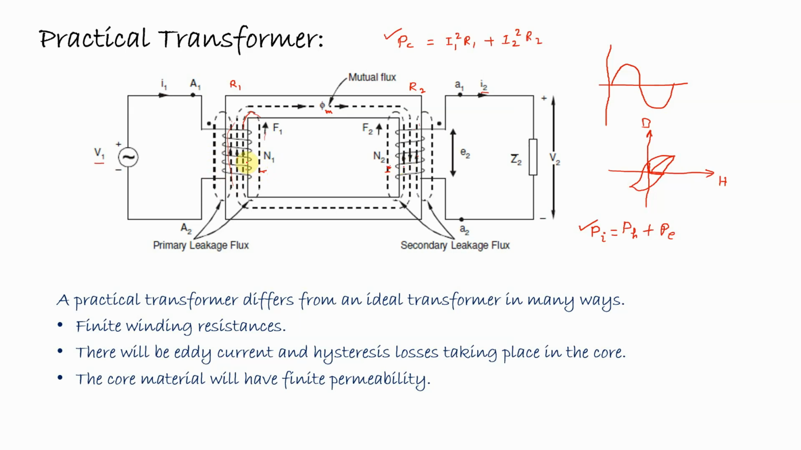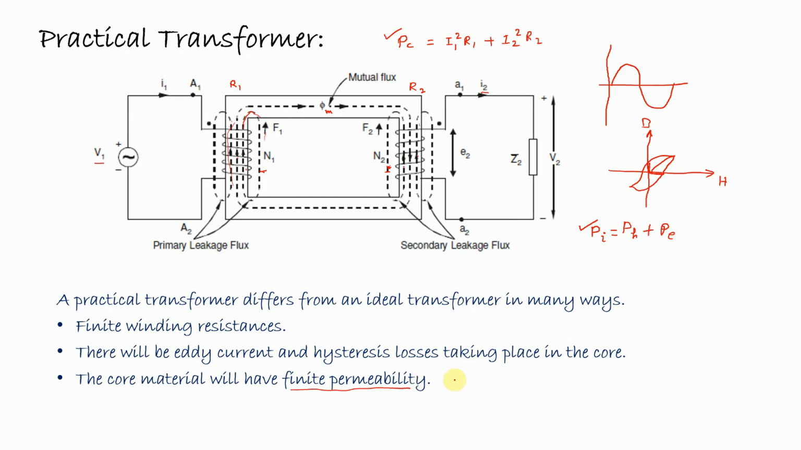The next point is we have considered the permeability of the material should be infinite in case of ideal transformer. But in actual case, the core material should have some finite permeability. That means the magnetizing current, that is the current that is flowing in the primary winding when the secondary side is not connected to the load, will not be equal to zero.